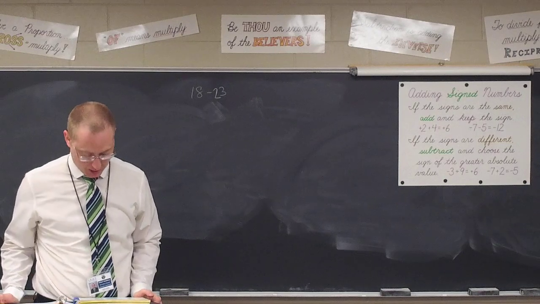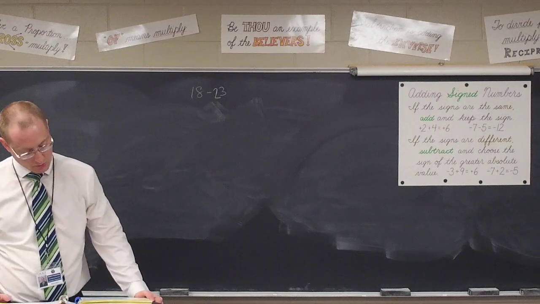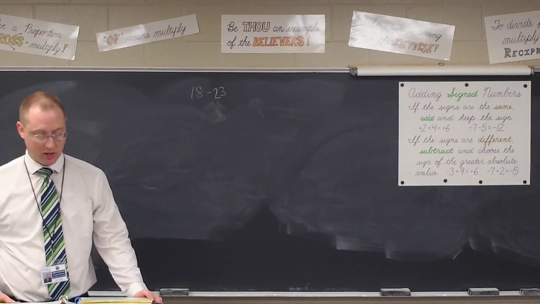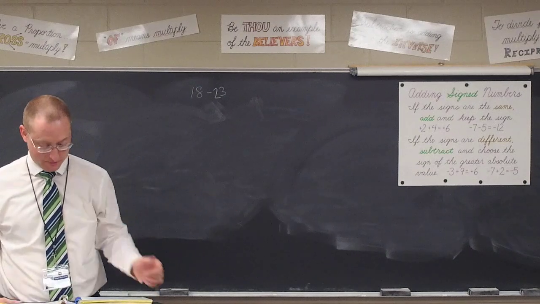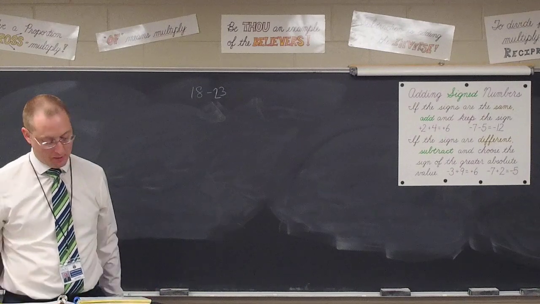Number 21, Griffin, how do we rewrite it? Negative 2 plus positive 3. Great job. Negative 2 plus positive 3, and the signs are different, so we keep the sign of the greater. We get? Positive 1. Positive 1. Number 22. Ben, how do we rewrite it?